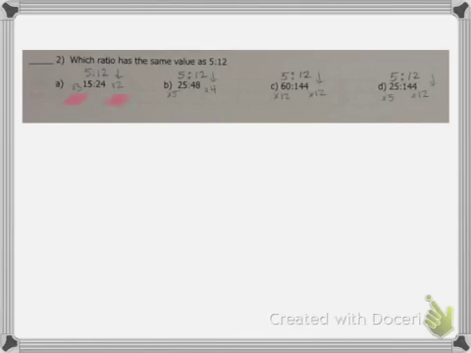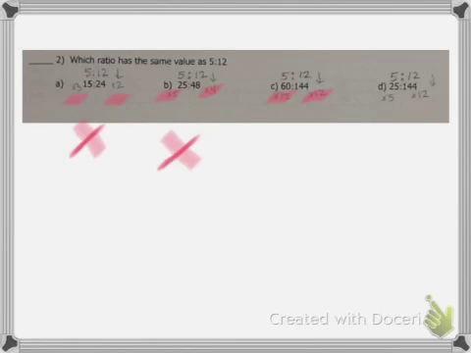So if I look at A, on the left hand side 5 is being multiplied by 3 to get to 15. 12 is being multiplied by 2 to get to 24. Since 3 and 2 are not the same, these are not equivalent. Part B, 5 times 5 is 25 and 12 times 4 is 48. The factors are not the same, so these are not equivalent. Over here, 5 times 12 is 60 and 12 times 12 is 144.